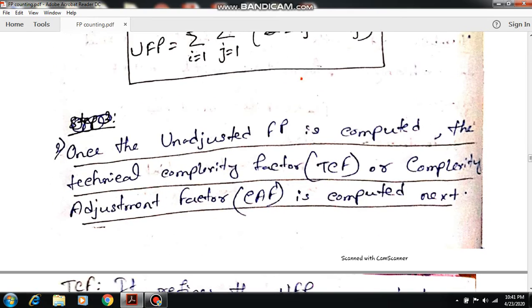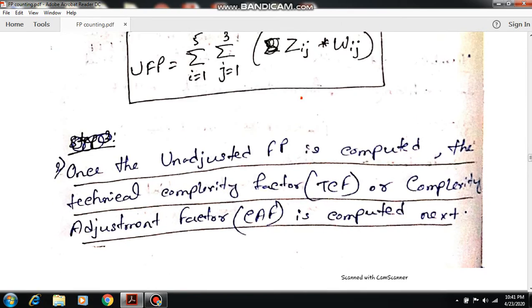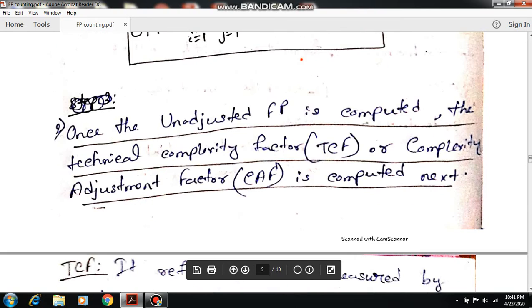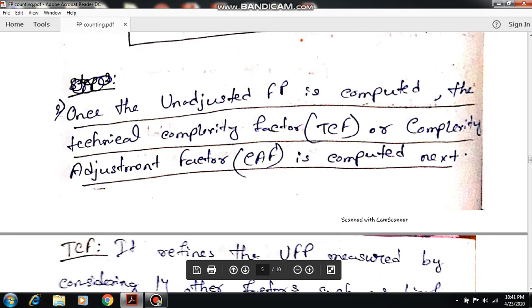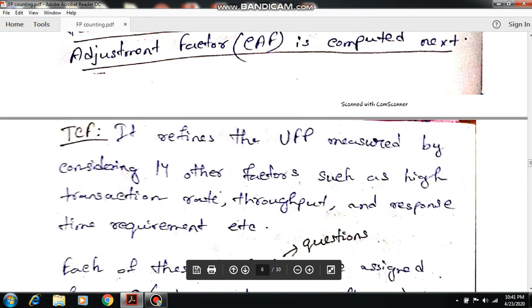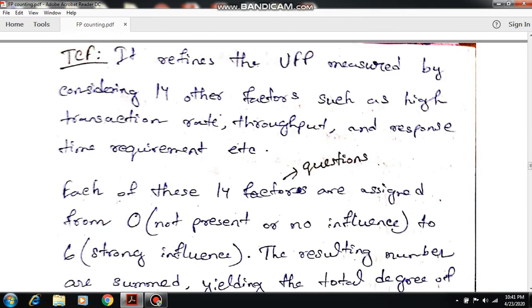So once you are done with the UFP calculation, the next step is that we compute the TCF, the complexity adjustment factor. This is the next step. Now what is TCF?